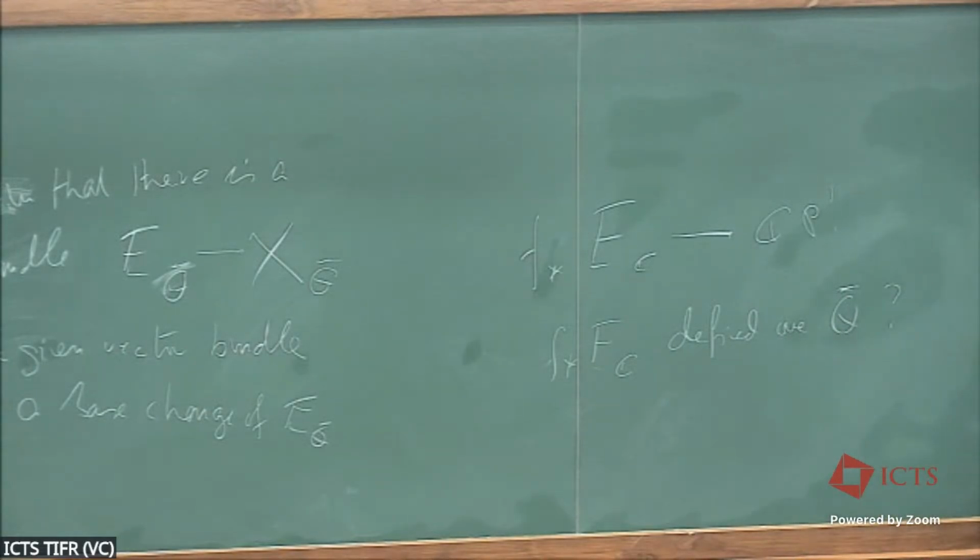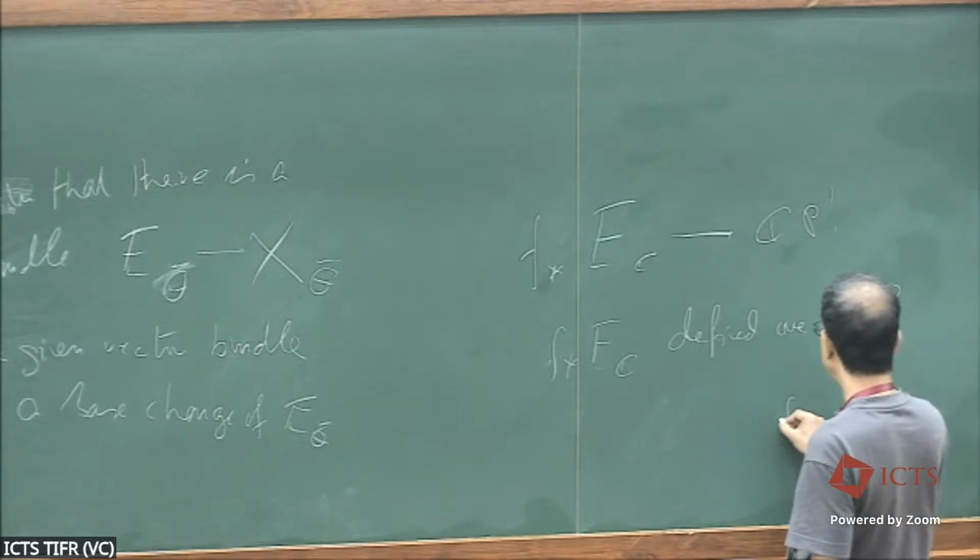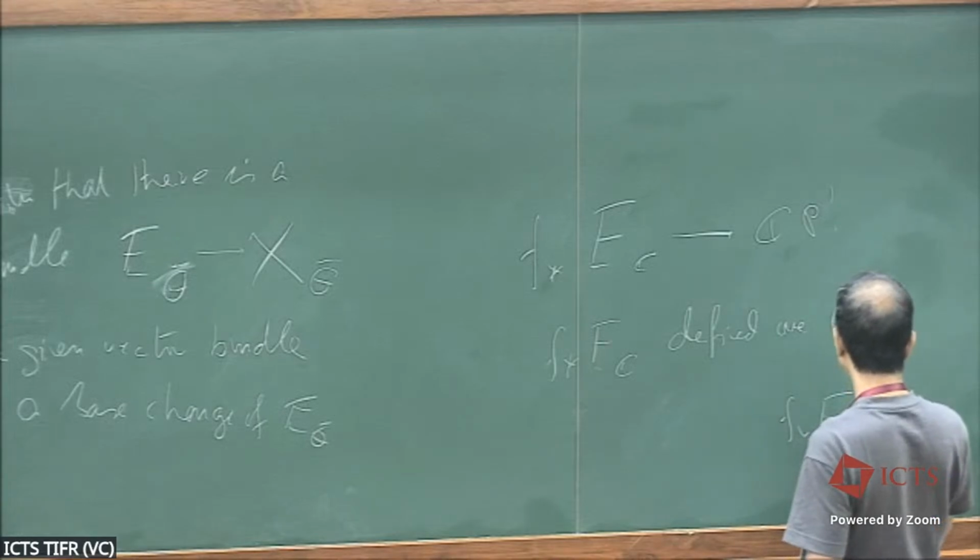The answer is no, of course, because there is a theorem of Grothendieck which says that any vector bundle on CP1 breaks into a direct sum of line bundles, and those line bundles are just O(n). So we know that f lower star of E_C, take any bundle.